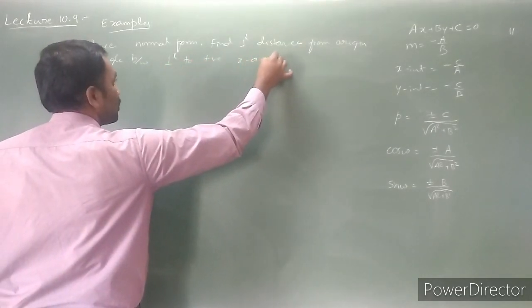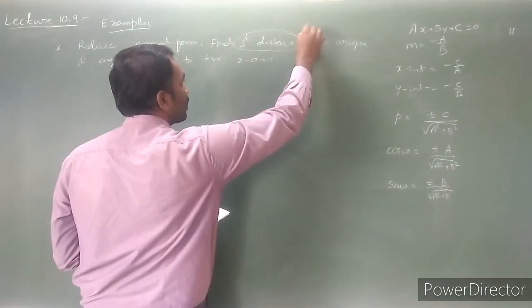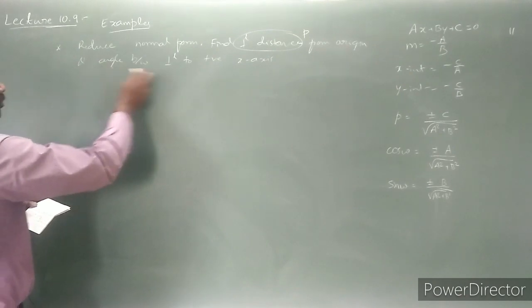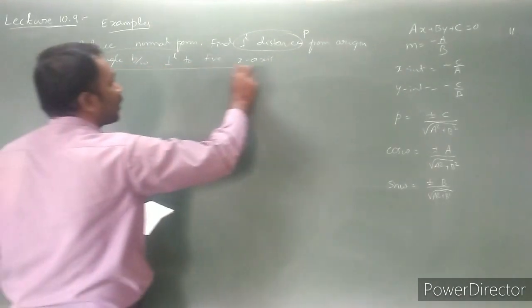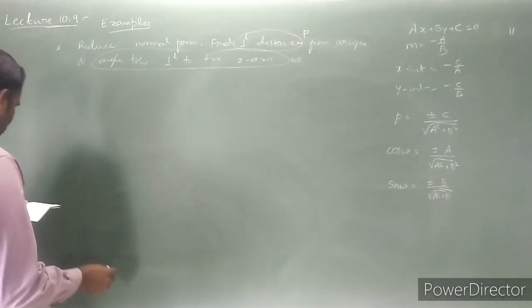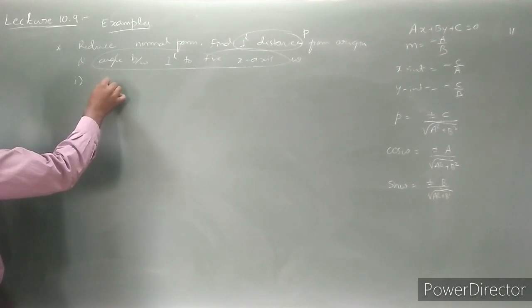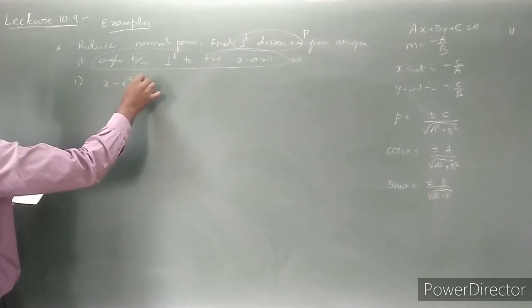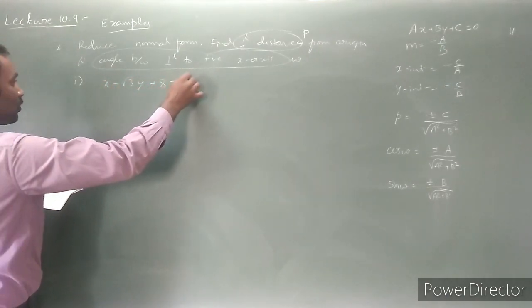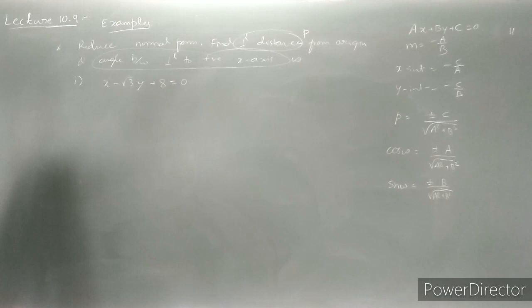To the positive direction. That is nothing but, perpendicular distance is nothing but what? p. And the angle between the perpendicular and the positive direction of the x-axis is nothing but omega. That value we need to find. In that, first: x minus root 3 into y plus a is equal to 0. Here we will get the clarification, how to get the omega value very exactly.